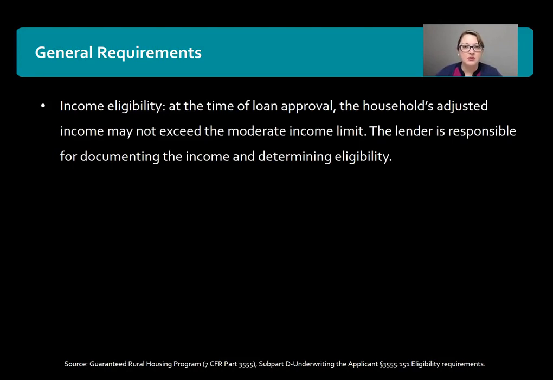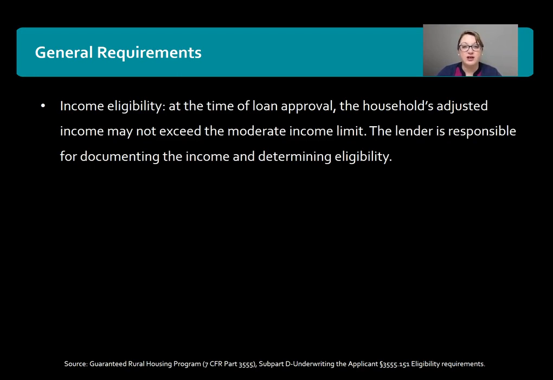Now, at the time of loan approval, the household's adjusted income may not exceed the moderate income limit. And the lender, of course, is responsible for documenting the income and determining eligibility. So what that means is for someone to be eligible for USDA financing, all of the household income is going to be included in that income eligibility calculation.